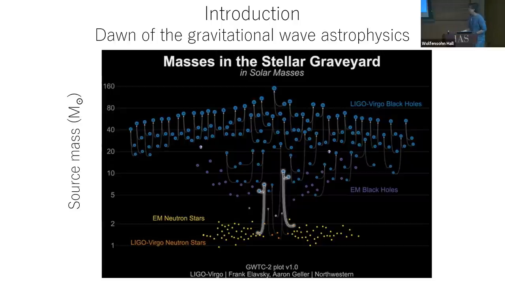LIGO and Virgo observed two binary neutron star mergers so far. One is, of course, the golden event GW170817, and the other one is GW190425, whose mass is significantly greater than the masses observed in binary pulsars, which means that binary neutron star mergers have diversity as well. The LIGO and Virgo collaboration also reported the detection of two black hole neutron star binary events.